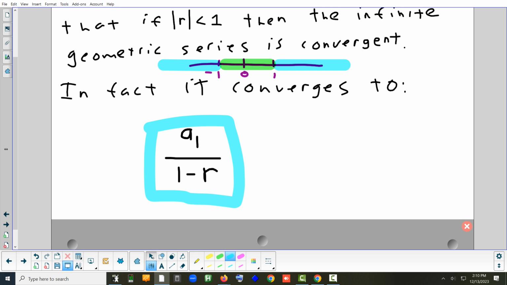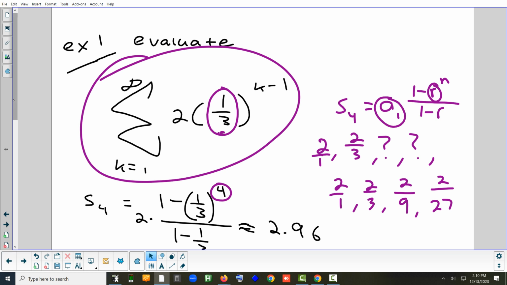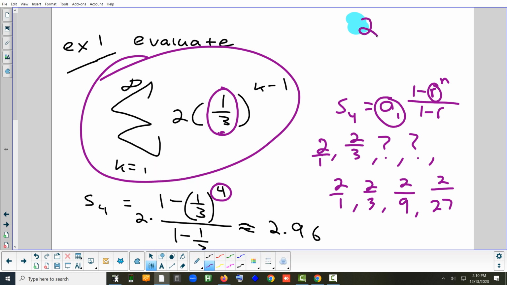Let's try that formula on the first problem we did. So it's a sub 1 over 1 minus r. Let's go back to it. Okay. What was the first term in this problem? 2. So let's write down 2. Let's actually use a pen. So 2 divided by, and what did we multiply by each time? 1/3. 1 minus r. What's 1 minus a third? 2/3. 2/3.